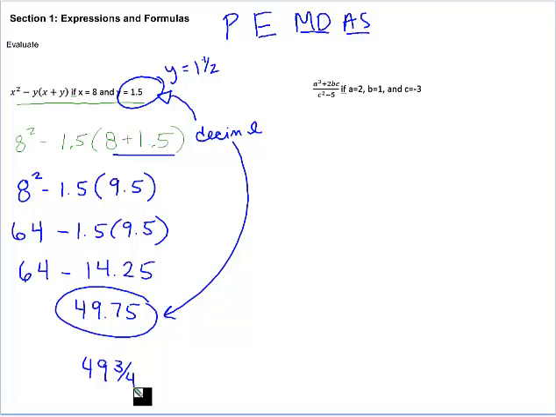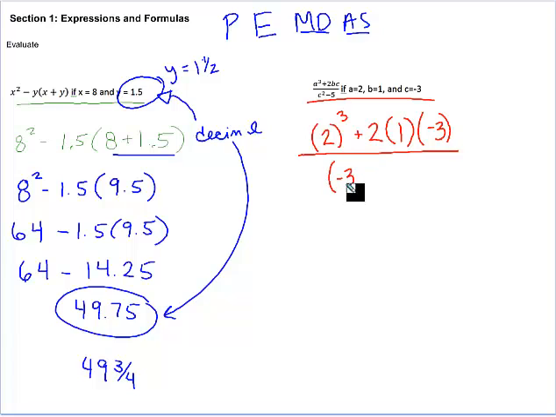Second problem, we have a cubed plus 2bc all over c squared minus 5, if a is 2, b is 1, and c is negative 3. We're going to start by plugging those in. So a is 2, so we have 2 cubed plus 2 times b is 1 times c is negative 3, all over c squared, so negative 3 squared, minus 5. Thinking of order of operations, there are no parentheses here, so we just have exponents that we'll start off with. So 2 cubed is 8. And we can also do the exponent of negative 3 squared is 9.